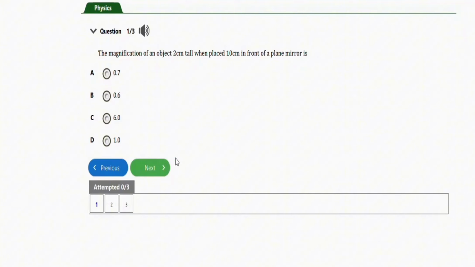The next repeated question is this question. It says an image in a convex lens is upright magnified 3 times. If the focal length of the lens is 15 cm, what is the object distance?